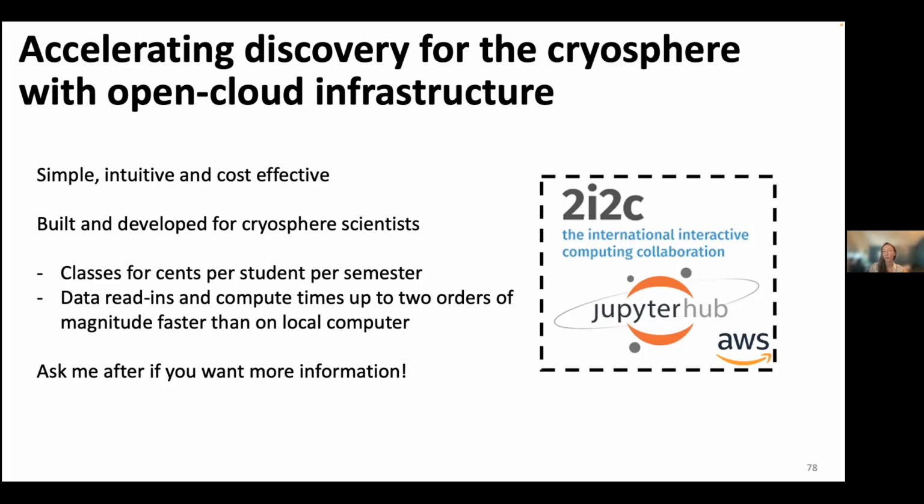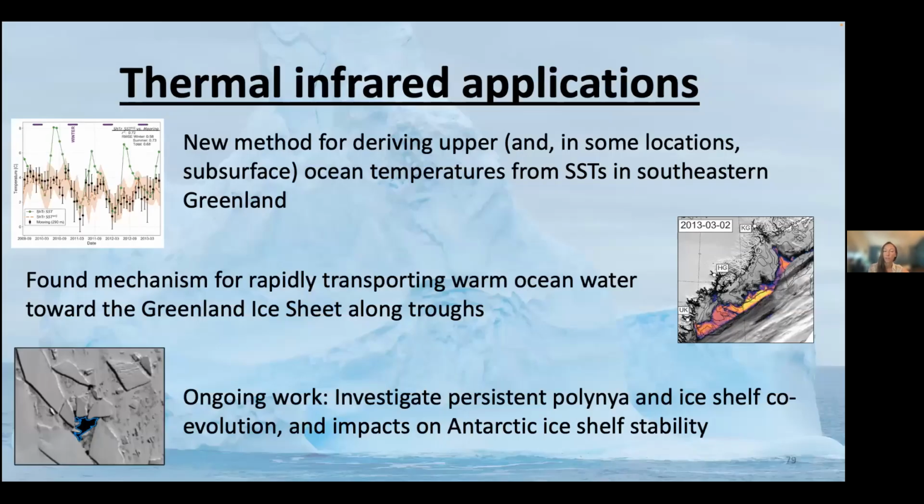So to wrap up, I talked about a new method for deriving upper and, in some locations, subsurface ocean temperatures from sea surface temperatures. In Southeast Greenland, we found a mechanism for rapidly transporting warm ocean water towards Greenland along troughs. And we have ongoing work looking at those polynyas and how the ice shelf evolves with that and impacts ice shelf stability in Antarctica.